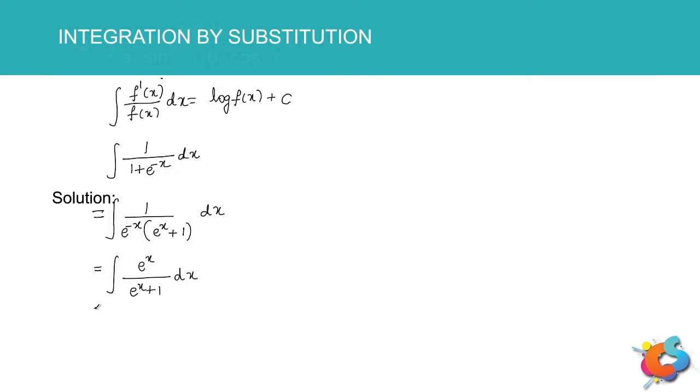Now it is very easy to integrate. It is just like f dash x by f of x. If you differentiate e power x plus 1, you will get e power x into dx. So we will put e power x plus 1 as t, and if you differentiate this, you will get e power x into dx, which can be written as dt. The given problem reduces to dt by t. So we know that the integration of 1 by t is log t, where t is e power x plus 1. So I'll replace log t as log of e power x plus 1 followed by the constant c.